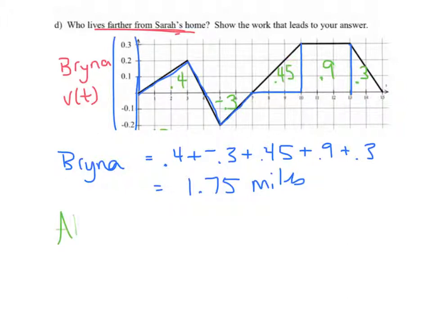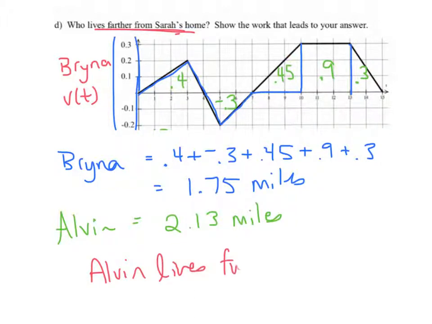All right, what about Alvin? Well, it didn't mention anything about Alvin taking a detour or turning around. We are going to assume that Alvin traveled straight from his house to Sarah's house. And so that 2.13 miles that I got earlier, we're going to apply that here. So overall, I'd be able to conclude that Alvin lives farther from Sarah. All right, let's go on to another question.